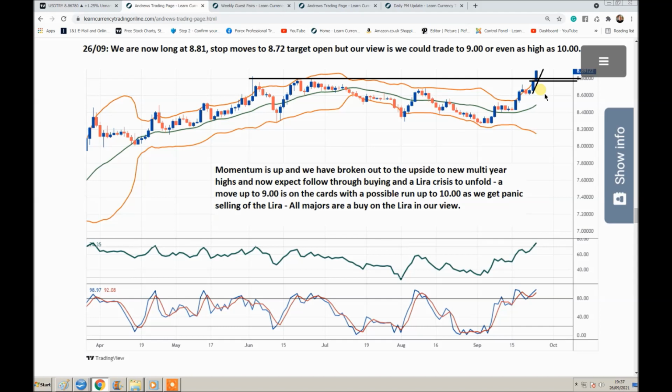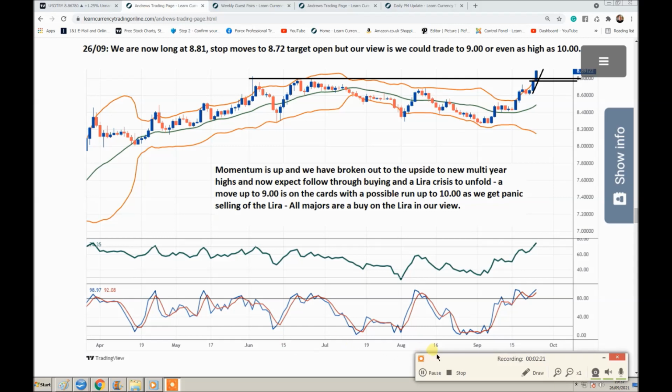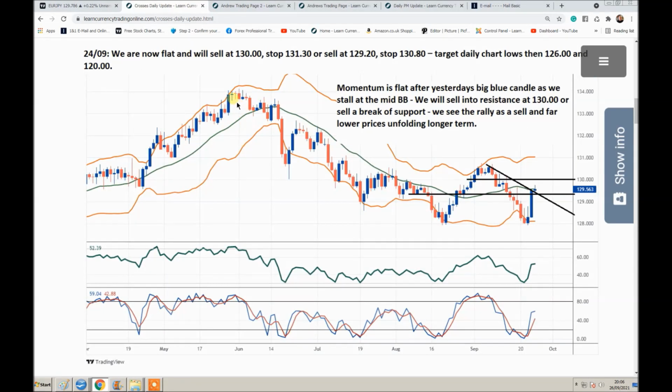Let's look at some crosses. I want to go to Euro JPY. Euro JPY has been bearish all year, a big move down there. Then we get the rally, sold that rally, got some profit out at 128, and then 50% came out on the big bounce up. We didn't get any profit on that. Now we're stalling. My own view on this one is limited upside, bounces a sell.